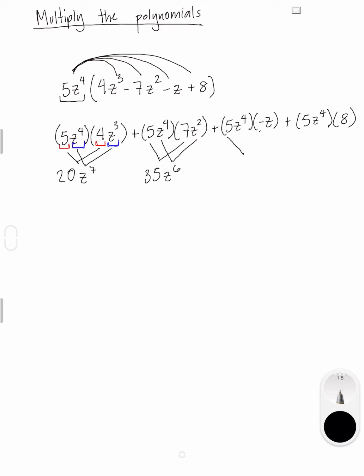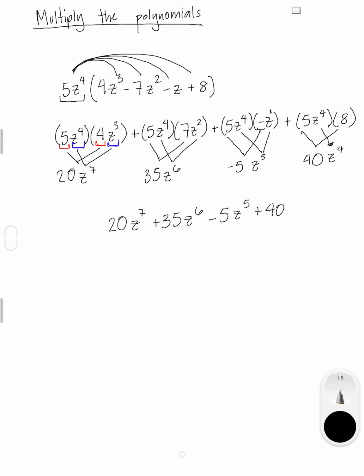For this next one, we have positive 5 times negative 1, which is negative 5. And then z to the 4th times z, it's z to the 5th. There's an invisible 1 right there. And then for this one, we have 5 times 8, which is positive 40. And then we don't have any z values, so we're just going to go ahead and bring down z to the 4th. So if we put them together, this becomes 20z to the 7th plus 35z to the 6th minus 5z to the 5th plus 40z to the 4th.